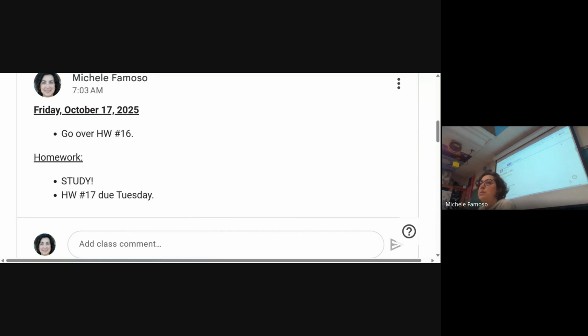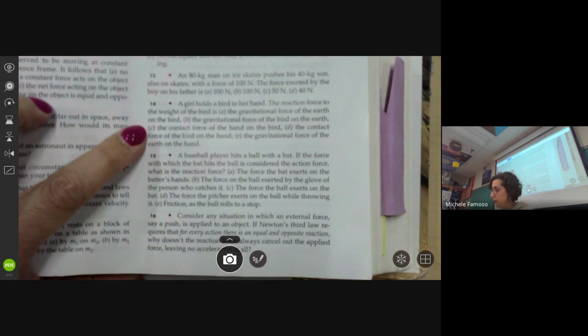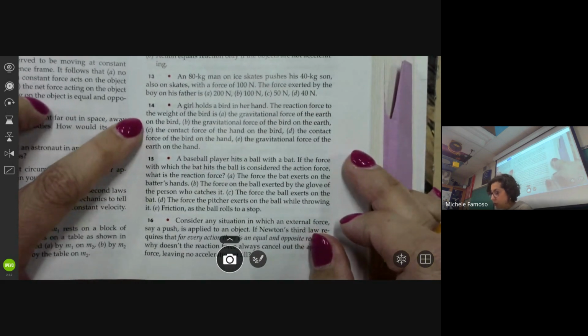Anything you want to go over? Matt? Number 14. Okay. So 14, the answer is B. Let's go over why that is. So this is on page 107 in your textbook. All right. So 14 says that we have a girl holding a bird in her hand. The reaction to the weight of the bird is what?